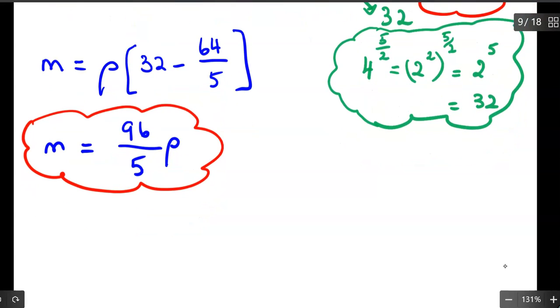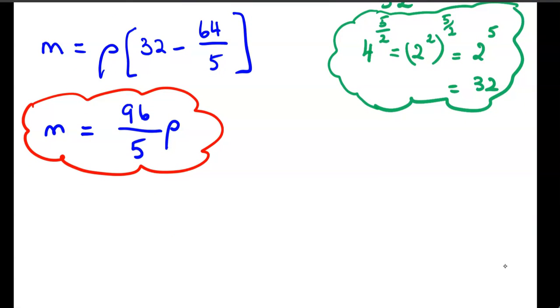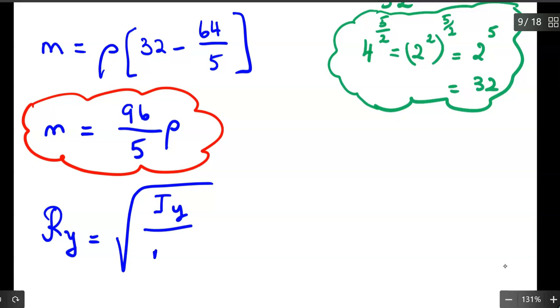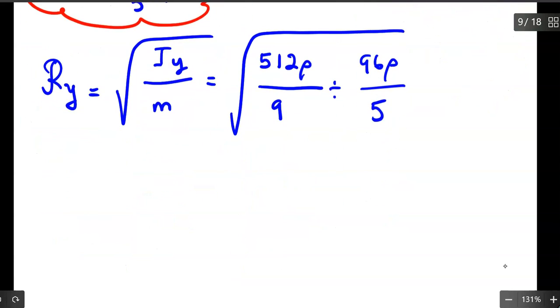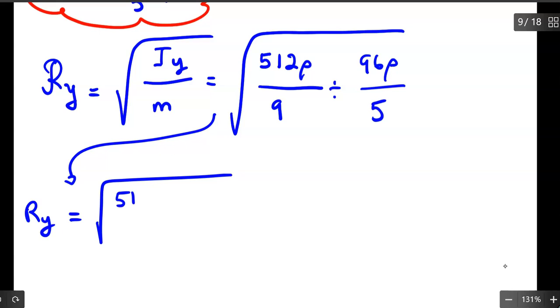But we need to use this to find our y, right? So this will be the square root of Iy divided by the mass. Iy is figured out as 512 rho divided by 9. I'm going to divide it by the mass, which is 96 rho over 5. So that means I am going to invert and multiply.